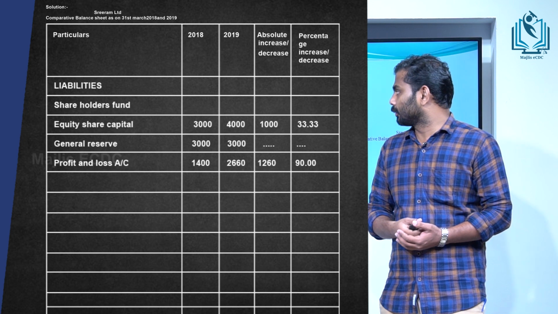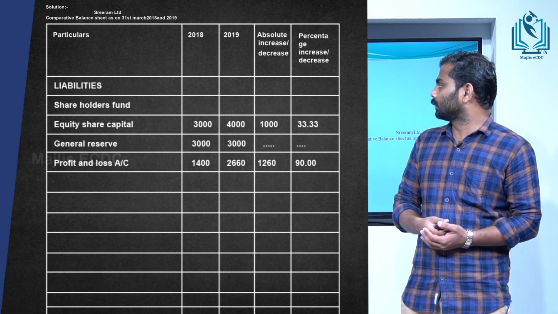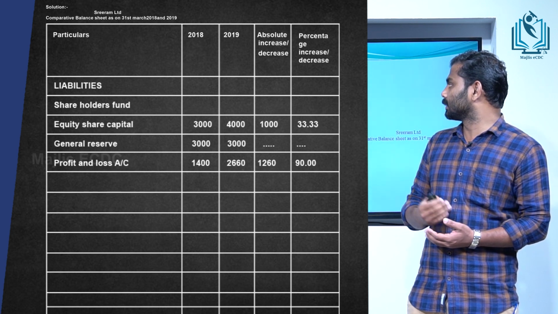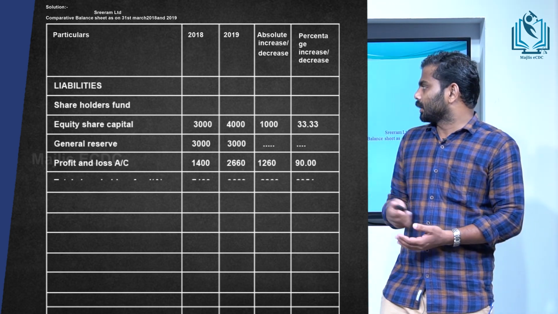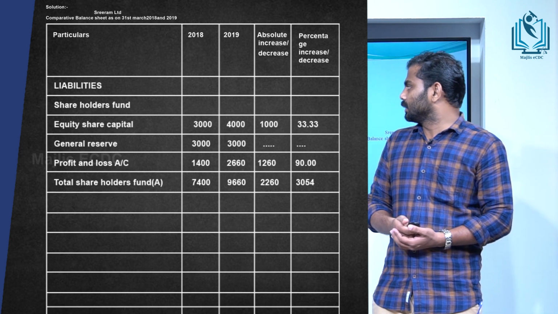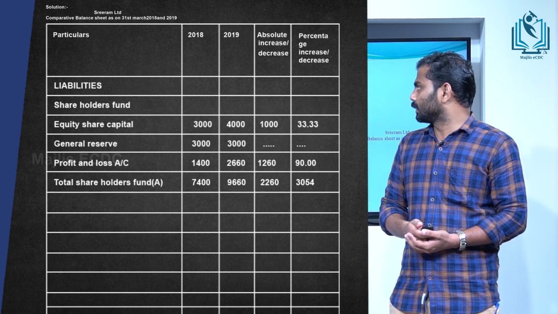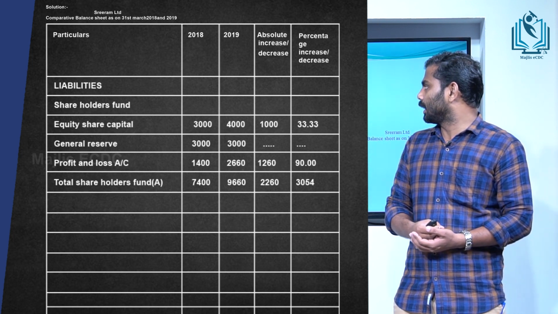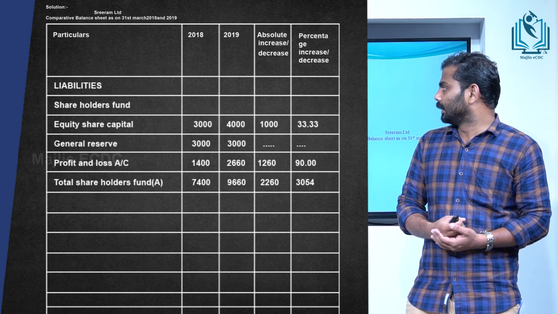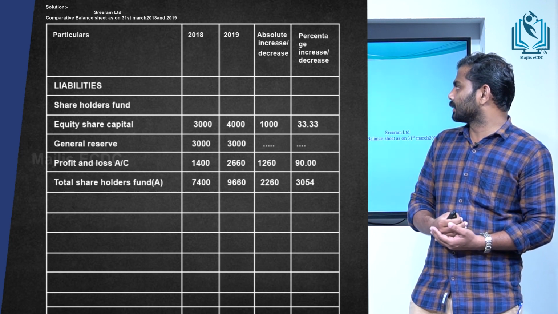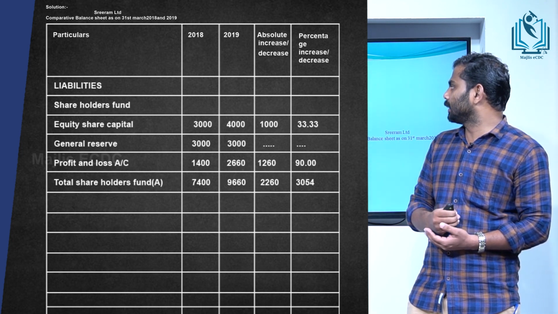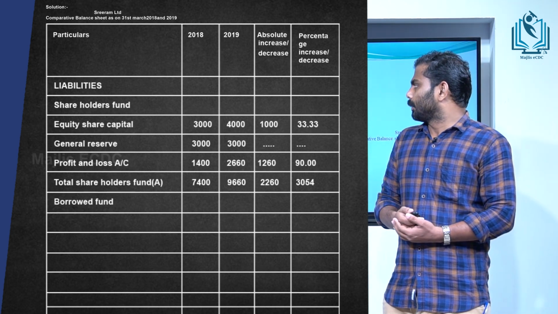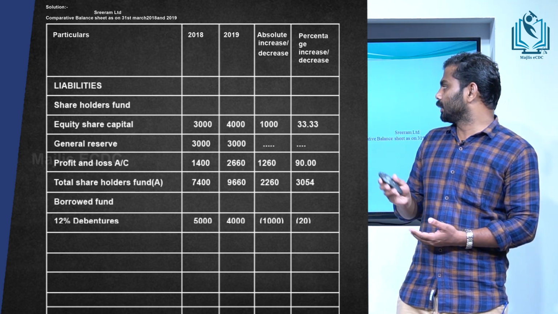Then third one is profit and loss account. 2018 1400 and 2019 2660. The absolute increase is 1260. The percentage is 90. Total shareholders fund 2018 rupees 7400, 2019 rupees 9660 and absolute increase is 2260. The percentage is 30.54%.